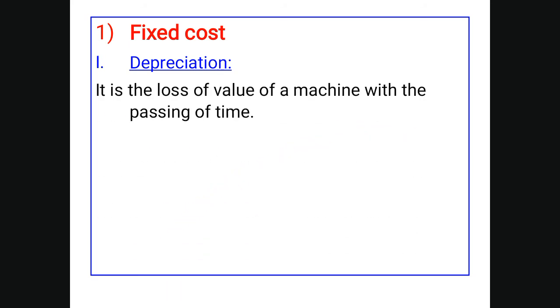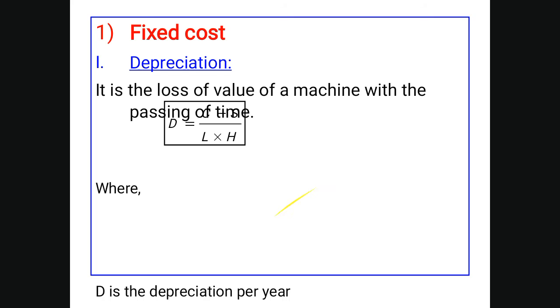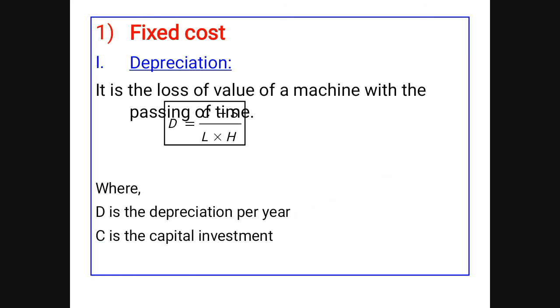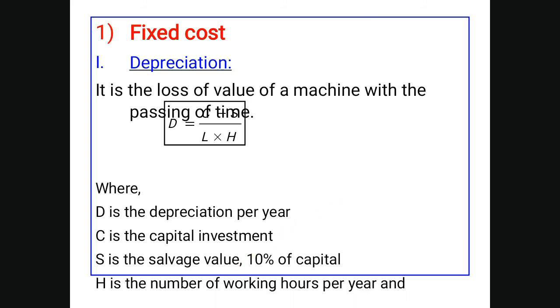Then depreciation, under the fixed cost, is the loss of value of the machine with the passage of time, and it is calculated as D = (C - S) / (L × H), where D is the depreciation per year, C is the capital investment, S is the salvage value, taken as 10% of the capital value, H is the number of working hours per year, and L is the life of the machine in years.